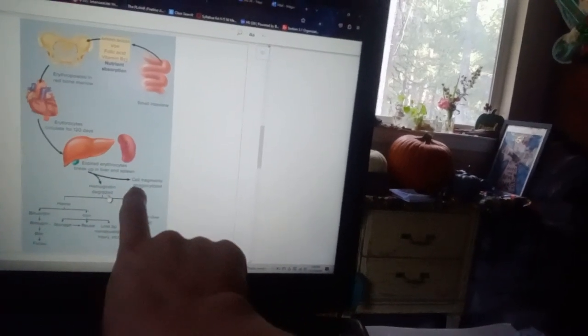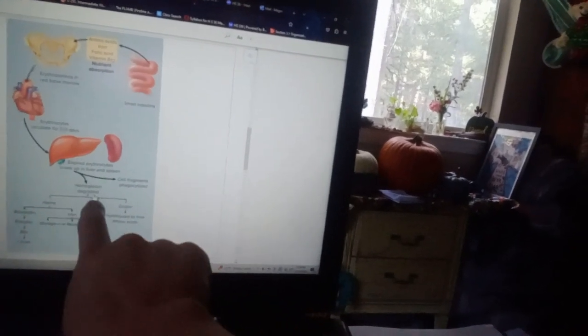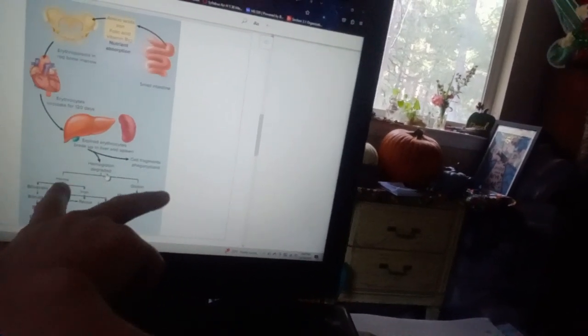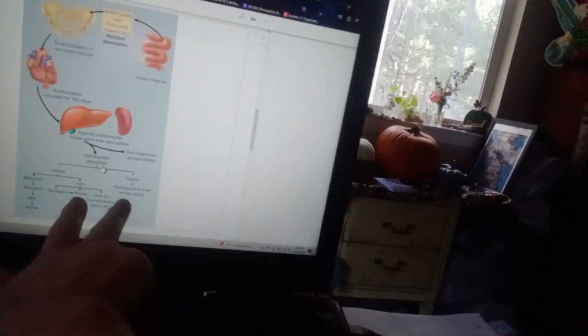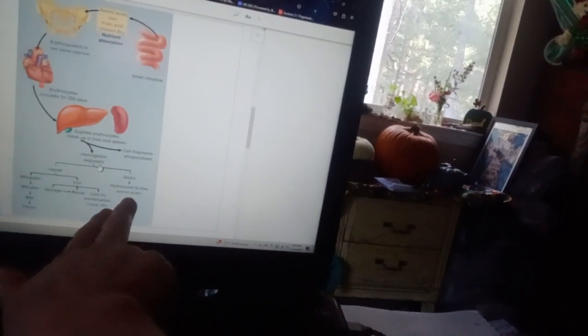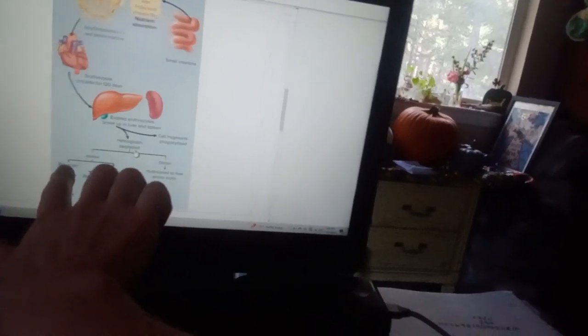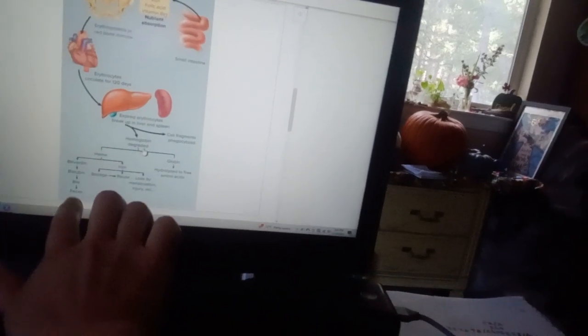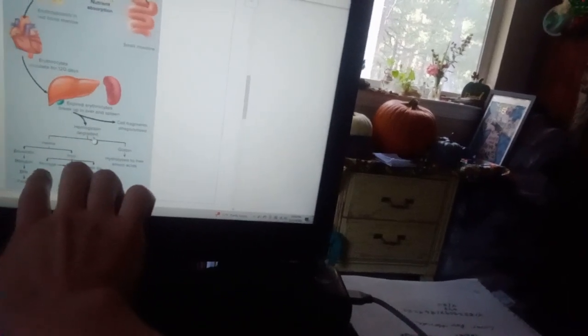Cell fragments are phagocytized and hemoglobin is degraded. That splits into heme and globin. The globin is hydrolyzed to free amino acids. Heme gets broken into biliverdin and iron. Biliverdin breaks down into bilirubin, which turns into bile, which turns into feces. The iron goes to storage and then reuse, and is lost through menstruation, injury, etc.